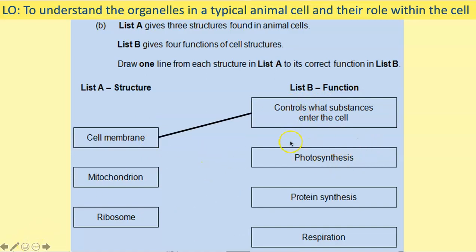If we look at the next function in this list here, we've got photosynthesis. We haven't covered this yet, so we're going to leave this one out. Here next we've got protein synthesis. We know that the ribosomes are the site of protein synthesis. And then finally, respiration. We know that the mitochondrion are the site of respiration.